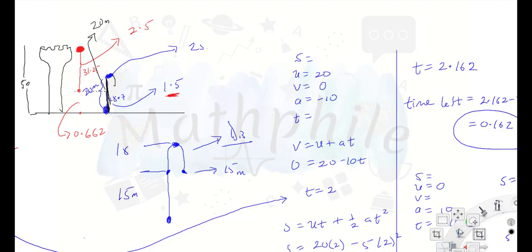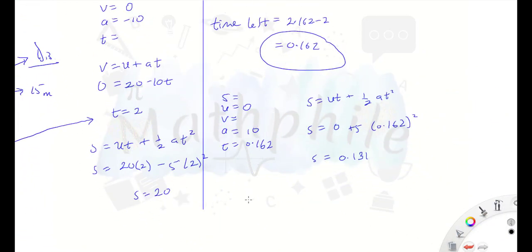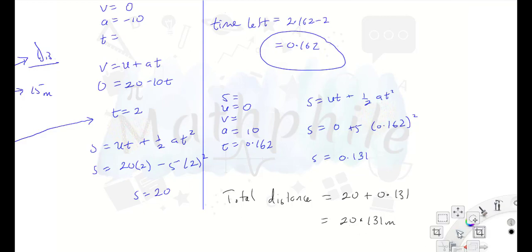0.131. So what is going to be the total distance traveled by the particle? It will be 20.131 meters. Total distance will be 20 plus 0.131, and that should give you 20.131 meters. So that is the total distance traveled.